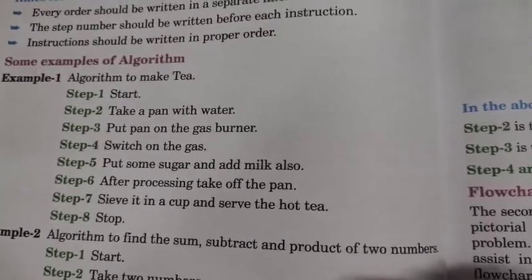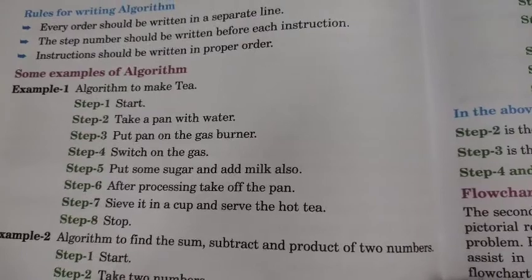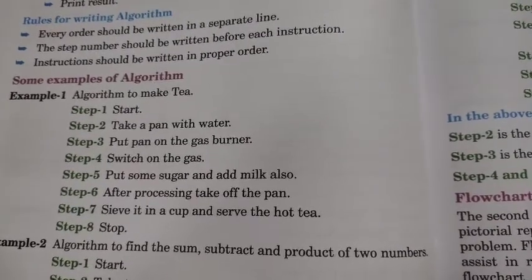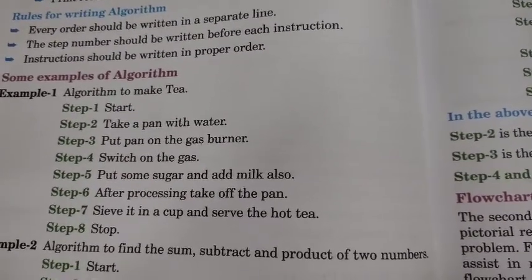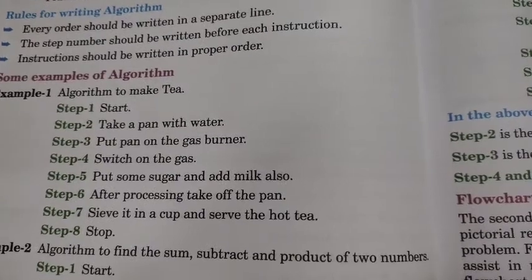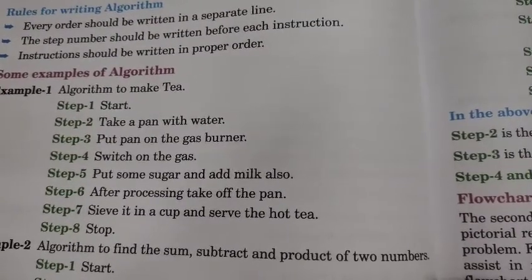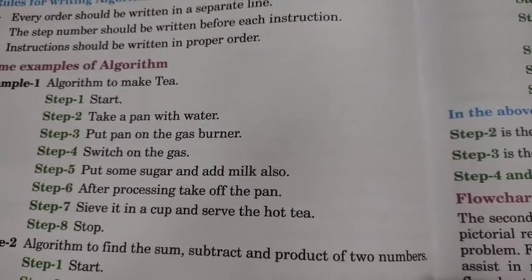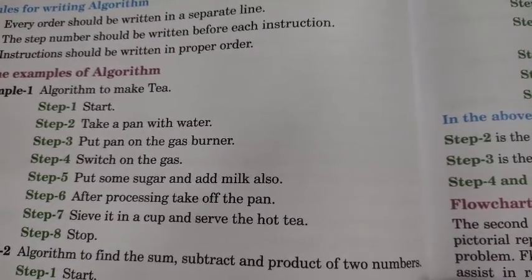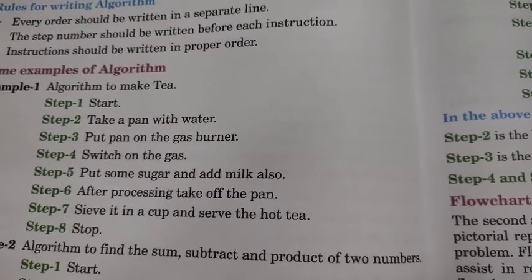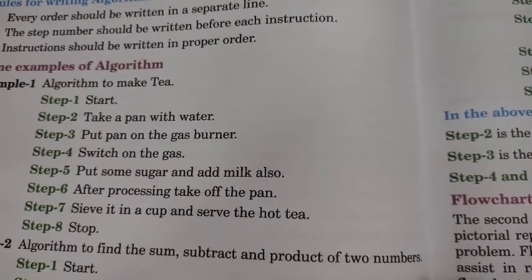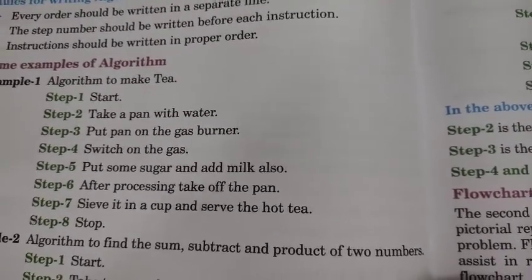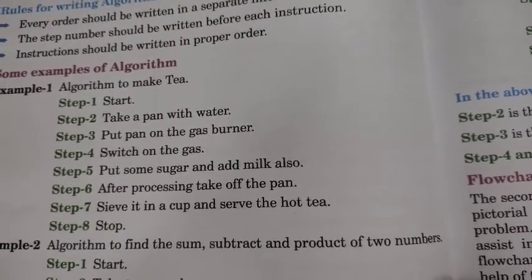So how many steps are there? There are 8 steps. Number 1 is start. Number 2 is take a pan with the water. Number 3, put the pan on the gas burner. Number 4, switch on the gas. Number 5, put some sugar and add milk also. After processing, take off the pan, sieve it in a cup and serve the hot tea. Number 8, stop. So this is the proper step order.